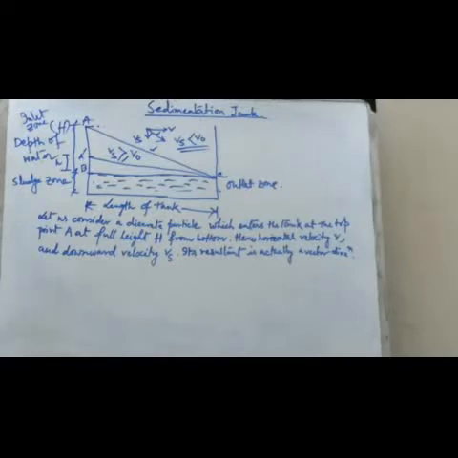Now this is actually the particle's settling flow. If a particle entering at the top of the tank is to be removed, that means the settling velocity Vs should be greater than or equal to V0. If Vs is less than V0, then the particle should not be removed.